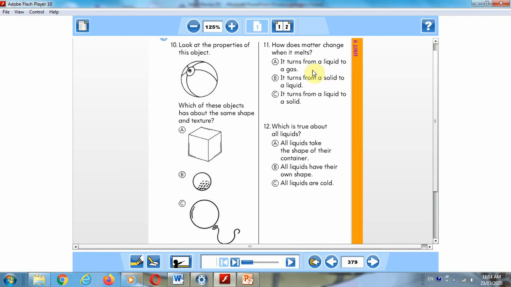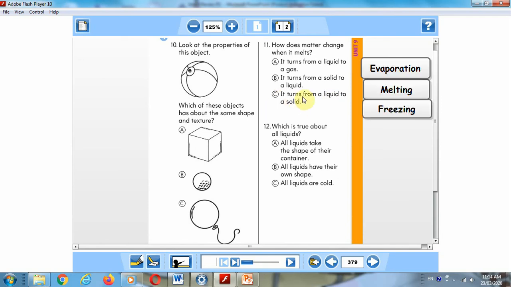Number 11. How does matter change when it melts? We already learned that melting is turning from solid to liquid. From solid to liquid. So is it turns from a liquid to gas? It turns from a solid to a liquid? It turns from a liquid to solid. Turning from liquid to solid is freezing, and turning from liquid to gas is evaporating.